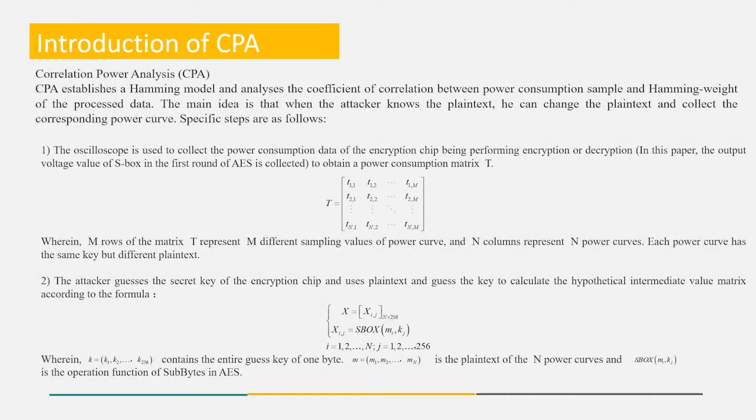CPA establishes a Hamming model and analyzes the correlation coefficient between the power consumption sample and the Hamming weight of the processed data. The main idea is that when the attacker knows the plaintext, he can change the plaintext and collect the corresponding power curves.